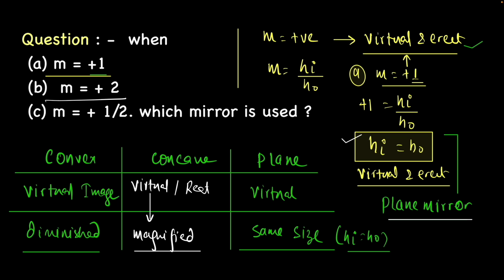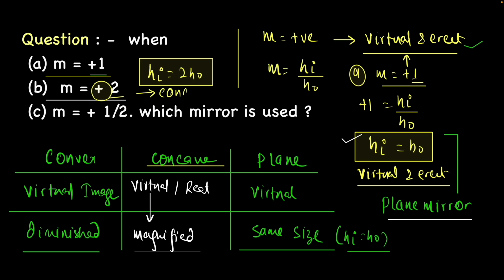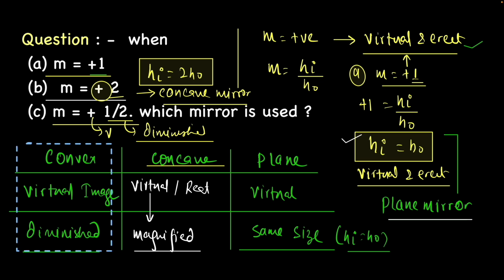Now the second example, the B part, magnification is equal to plus 2. What is the meaning of plus 2 here? It's virtual and erect, that's confirmed, and 2 means it's magnified. So the height of the image is 2 times the height of the object. Which mirror can form a virtual and magnified image? It can only be formed by the concave mirror. So for the B part, it's an example of a concave mirror. In the C part, magnification is plus 1 by 2. Plus means virtual and 1 by 2 means it is diminished. A convex mirror can form virtual as well as diminished images. For the C part, the correct option is convex mirror.